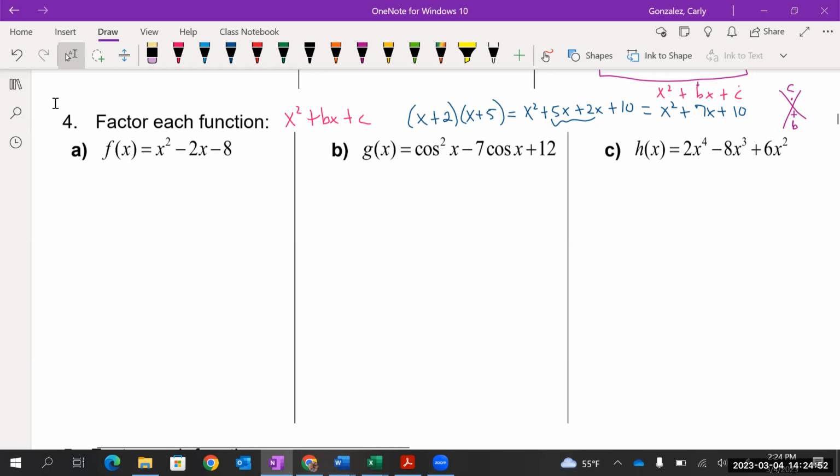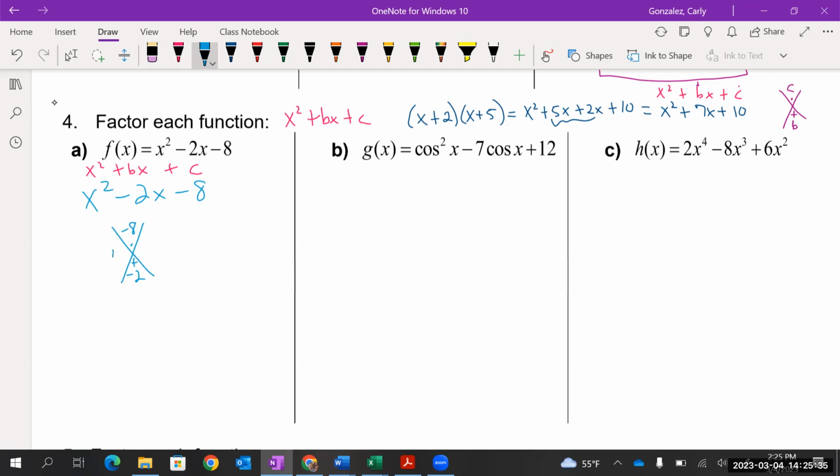Let's take a look. We're trying to factor x squared minus 2x minus 8. And remember, this is of the form x squared plus bx plus c, so there's no other coefficient in front of our x squared other than 1. So as a tool, we can say, let's see what numbers multiply to c, in this case -8, and add to b, in this case -2. Feel free to pause and find those two numbers.